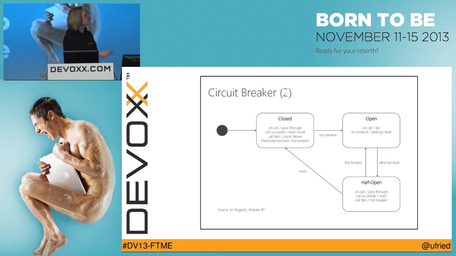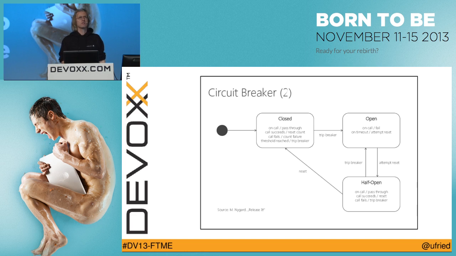Now the behavior is different. Whenever a call comes in, it just fails. It goes back immediately, sending you a response: resource is not available. But we don't want to stay forever in the open state, and therefore, after a certain timeout, we try to reset our breaker. And that's the third state.